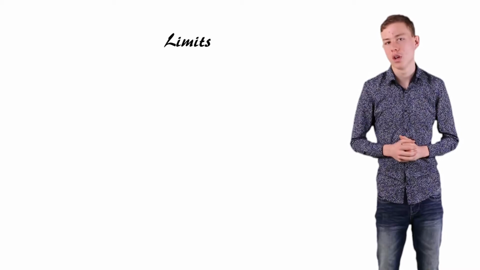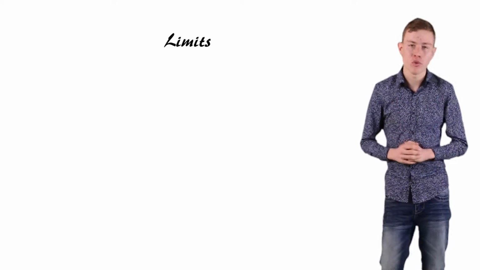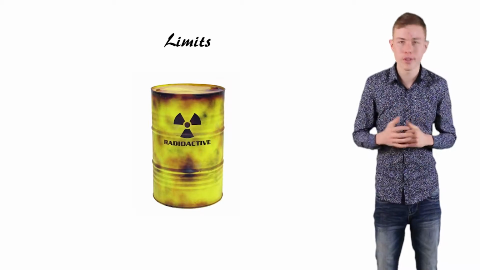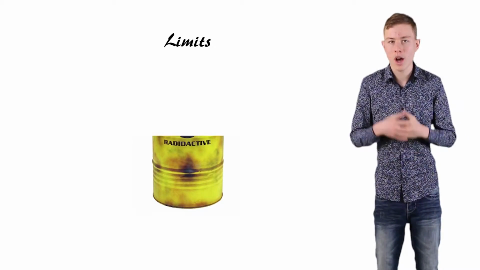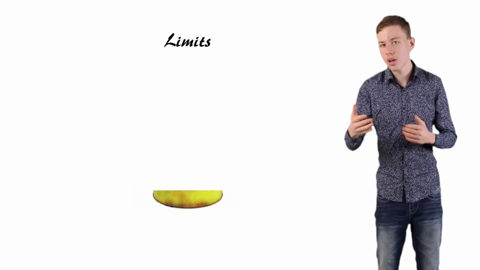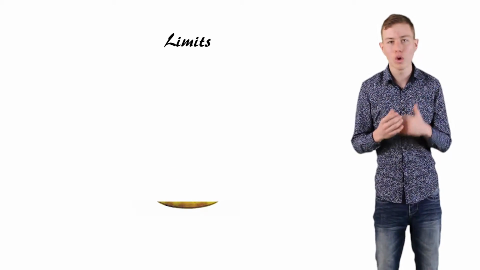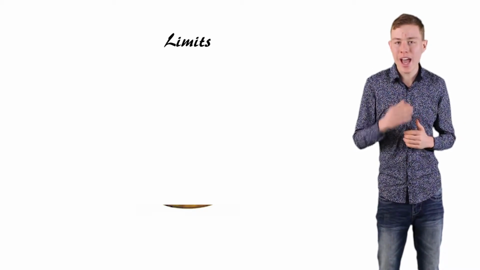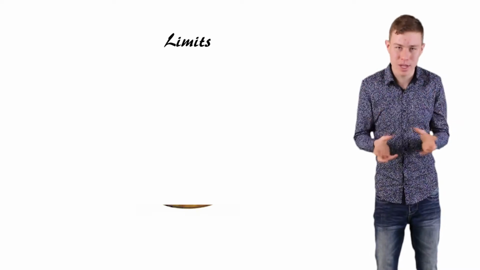Limits are the value something approaches but never quite reaches. For example, if we have 1 kilogram of a radioactive substance that halves in its weight every 100 years. After the first 100 years, there'll be half a kilogram of it. After the second 100 years, there'll be a quarter. After 300 years, there'll be an eighth, and so on and so on. And this value will continue to get smaller and smaller. It will approach zero, but no matter how long we wait, it will never actually reach zero. So we say it has a limit of zero.